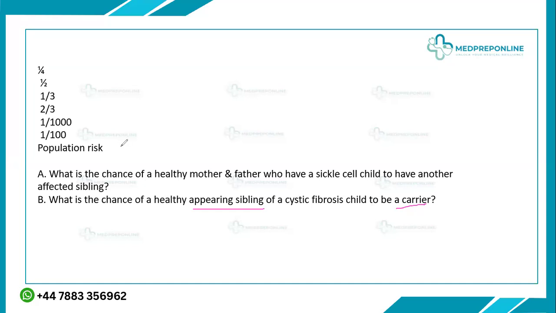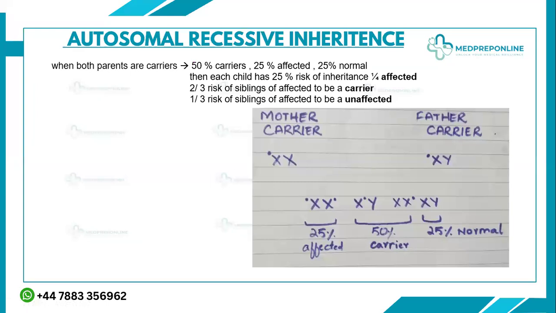Okay. So again, coming back to the previous slide, we see over here one child is already affected. Again, we are going to apply the same rule, that among three, how many will be a carrier. So carrier will be 2 by 3. If they ask you about unaffected, then you will answer 1 by 3. All right, so this is how you're going to answer in this type of question.